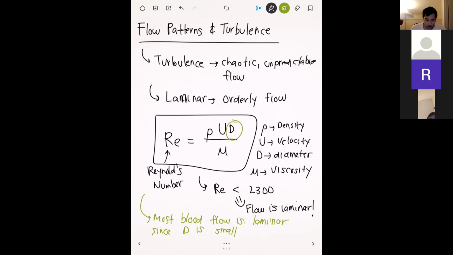Okay. All right. So let's next shift gears and talk about some of the forces that our blood vessels feel.